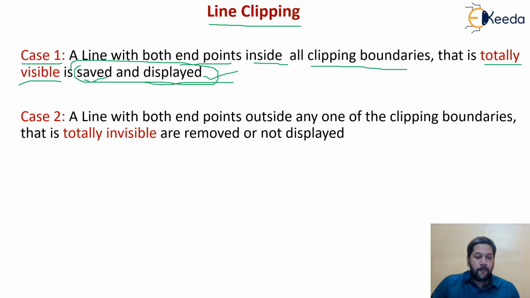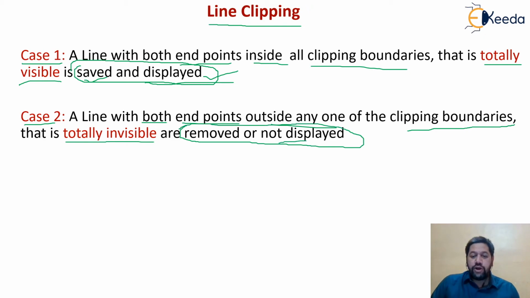Case number 2: a line with both endpoints outside the clipping boundaries, or outside the clipping window. That is, my line is totally invisible. What action am I going to take? I am going to take the action that this line is removed or not displayed. So this is my action: removed or not displayed.